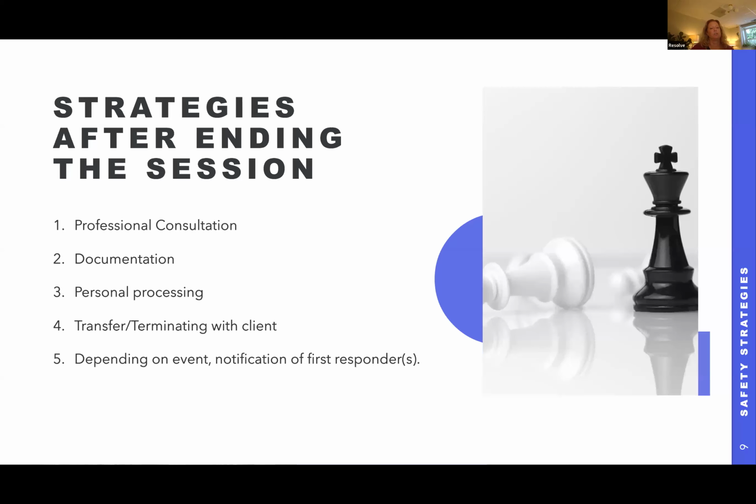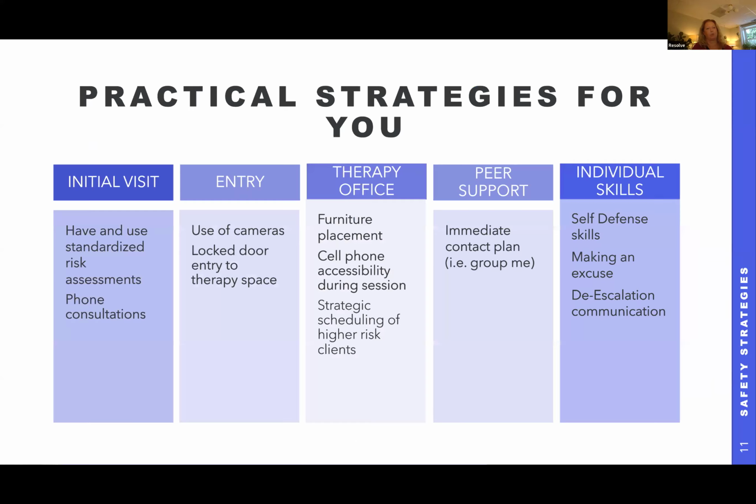Okay. So what about in-person session safety? Let's go there. Practical strategies. Let's talk about even just the initial visit. Do you have and use standardized risk assessments? I mentioned several of those earlier. Do I know how to use them? Do I know where they're at? Are they on my computer? Do I have printed-out forms? Are they easily accessible, so it's not in the moment that I think, oh my gosh, now what do I do?